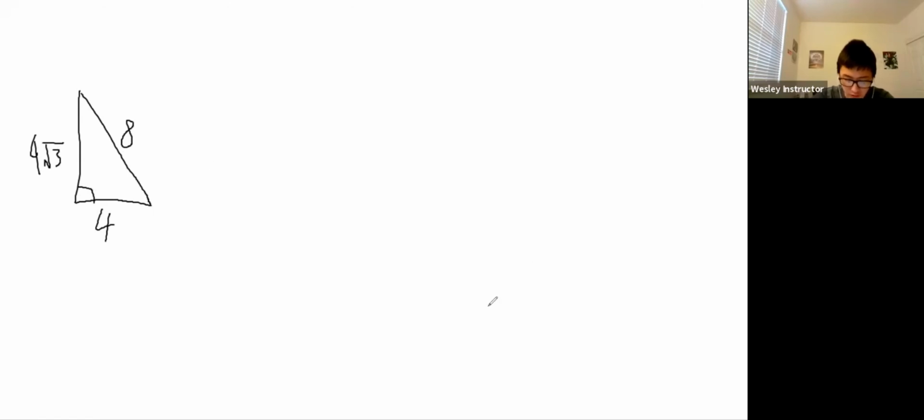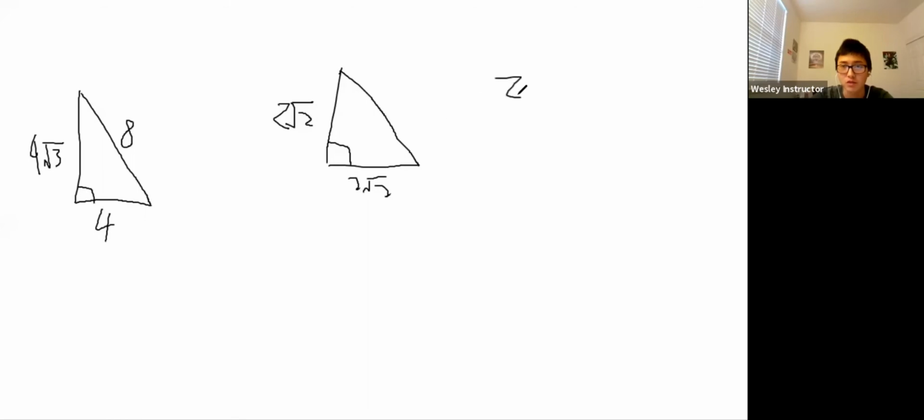All right, if k equals 2√2, find the hypotenuse. And this is for the 45, 45, 90. So these two sides are the same length, 2√2. And multiply one of the sides by √2. So 2√2 times √2. √2 times √2 equals 2. So this just becomes 2 times 2 equals 4. So this side equals 4.